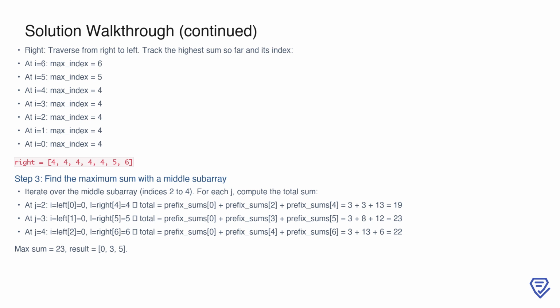With the left and right arrays in place, we can now determine the optimal selection of three non-overlapping subarrays. To do this, we iterate over the middle subarray indices and calculate the total sum using the prefix_sums and the indices stored in the left and right arrays. For j equals 2, the total sum is 19, for j equals 3, it is 23, and for j equals 4, it is 22. The maximum sum is 23, achieved with subarrays at indices 0, 3, 5.